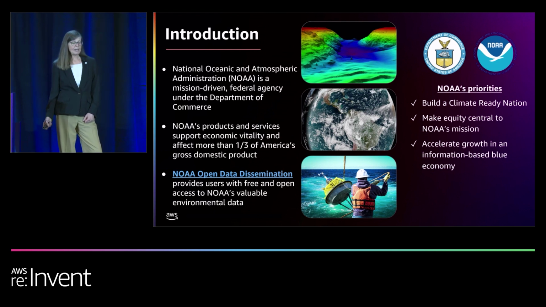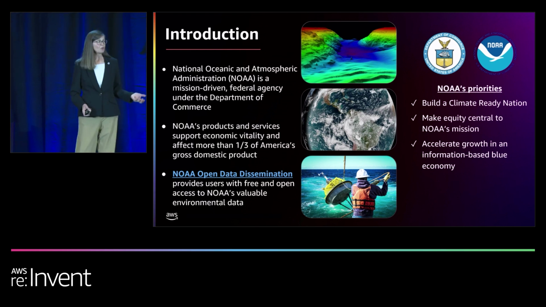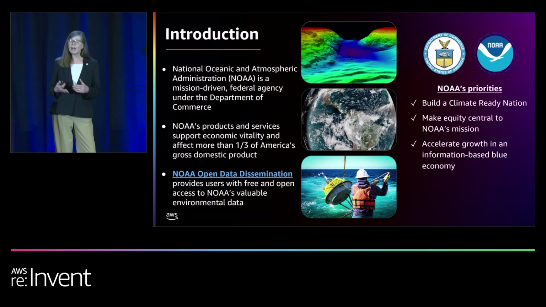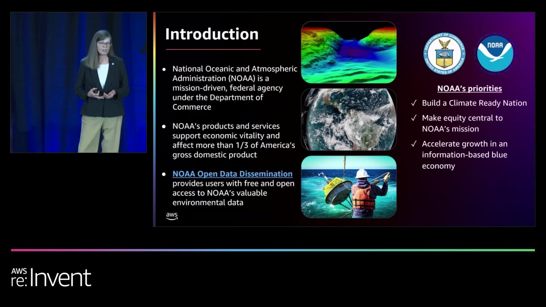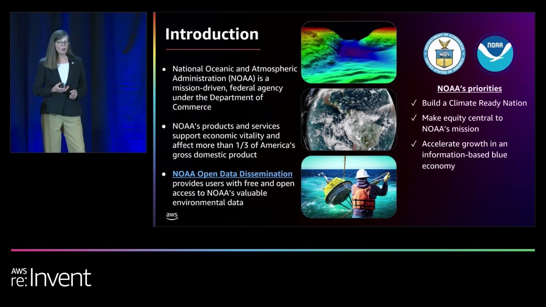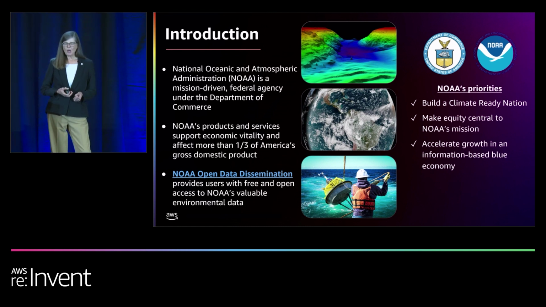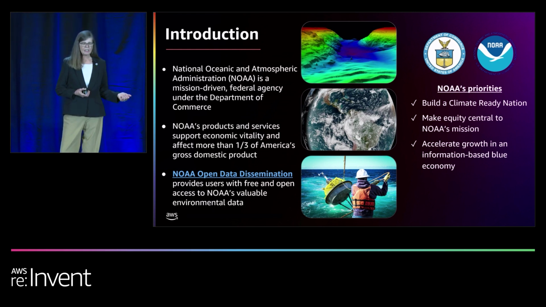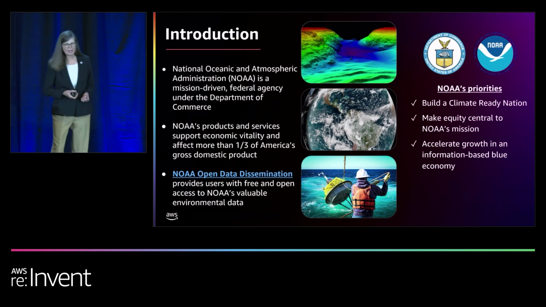NOAA Open Data Dissemination, or NOD, is an enterprise service that supports the NOAA line offices, such as the National Weather Service or the National Marine Fisheries Service, to provide their open data to the public via 3 cloud service providers with no egress costs for the user or the agency. As a result, NOD is able to make NOAA data on the cloud easy to find and use, which in turn supports the administration's priorities to build a climate-ready nation, make equity central to NOAA's mission, and accelerate growth in an information-based blue economy.